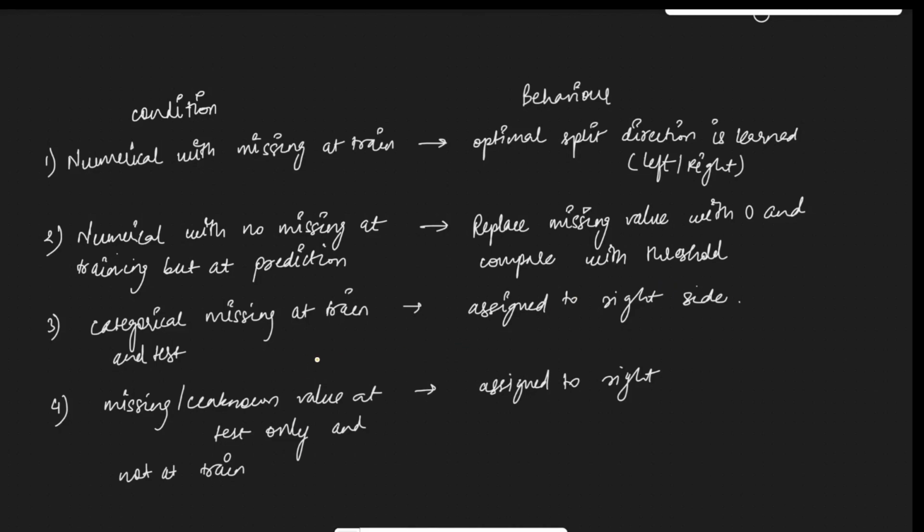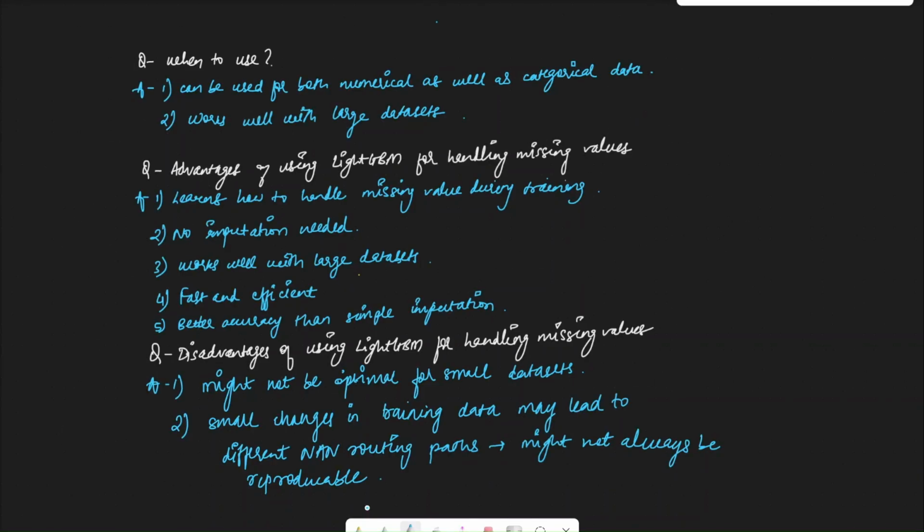For categorical data, it does not matter whether we see it just at the time of training, or just at the time of prediction, or both. We always assign it to the right side, because for categories, the node is always created on the basis of seen data, whether the roof type is equal to hip or roof type is equal to gable. It is on the basis of that. So if it is not, then it always ends up on the right side of the node.